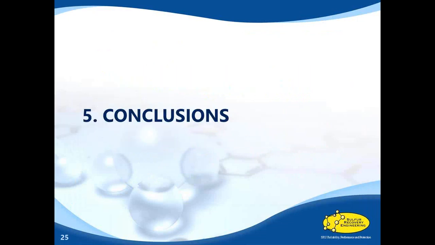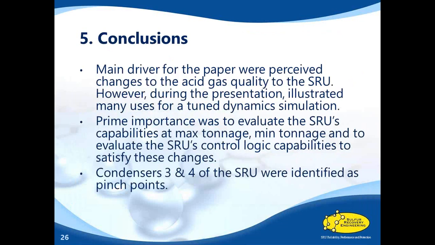So with that, we'll go ahead and conclude our presentation. Like we said, the main driver for the paper was the perceived changes to the acid gas quality to the SRU. You want to understand, this is my plant. How is it going to run when hitting my maximum capacity? For a 400 tons per day plant, you would expect a 10% design margin, which means you should be able to operate at 440. In this particular case, we weren't able to.